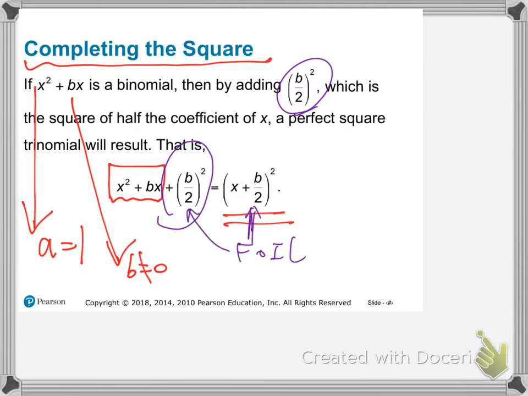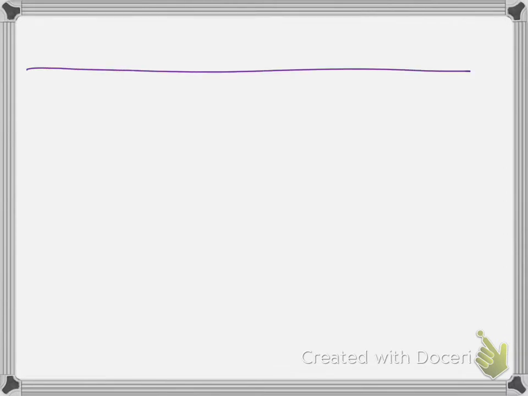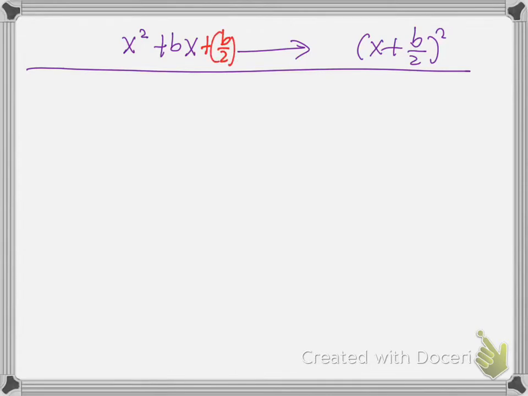You will get the expression on the left. So now let me write it down on top of our example. The completing square method: we want to change x squared plus bx to x plus b over 2 squared by adding a new number, b over 2 squared. So this is the completing square method.